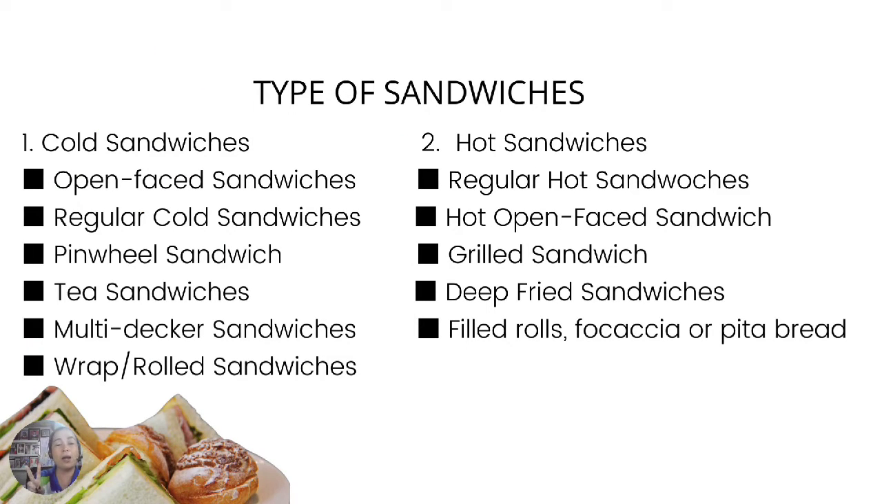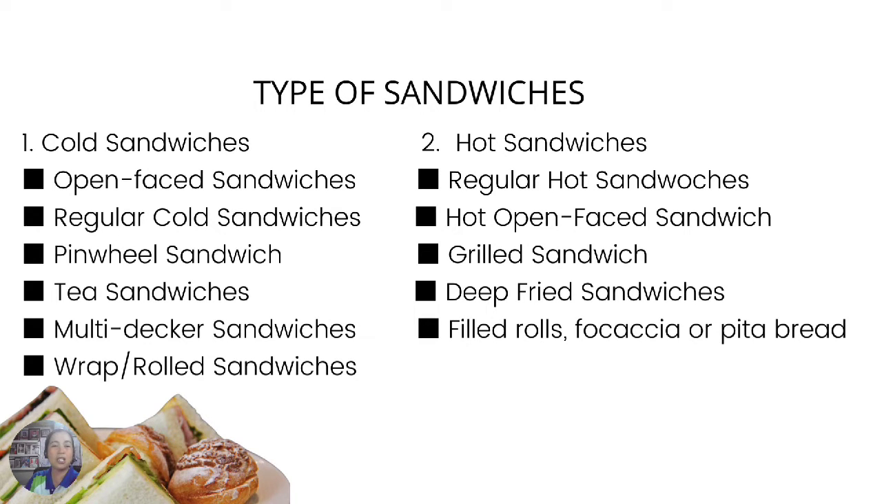So basically, there are only two types of sandwiches. Alright? So number one is what we call cold sandwiches. The other one is what we call the hot sandwiches. Cold sandwiches, this type of sandwiches are being prepared without heating, without cooking, or it can be simply prepared by chilling the ingredients, or by putting it in the refrigerator, just like that.